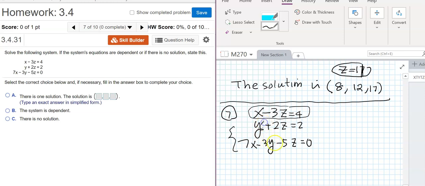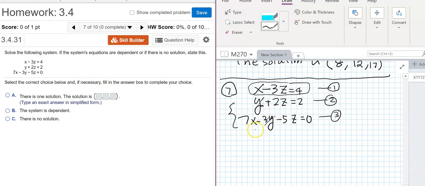If I work with these two equations, somehow I cancel y, here, this y and this y. I'm going to number them first, 1, 2, and 3. So I'm going to eliminate y. So 2 times 3, that makes 3y plus 6z equals 6.